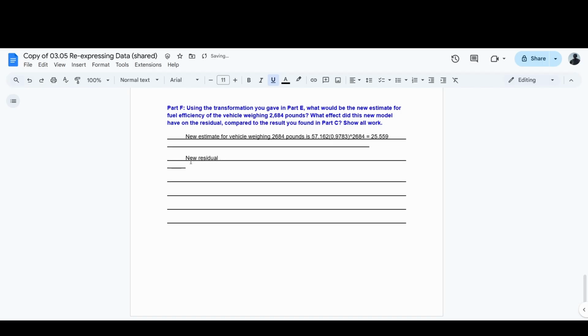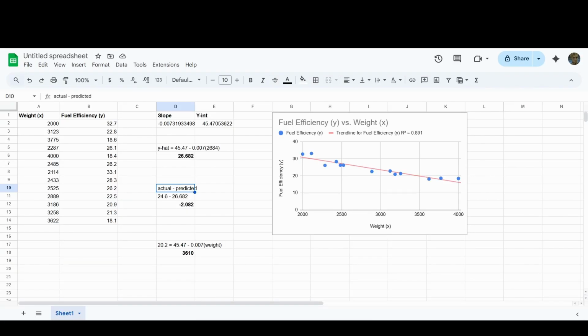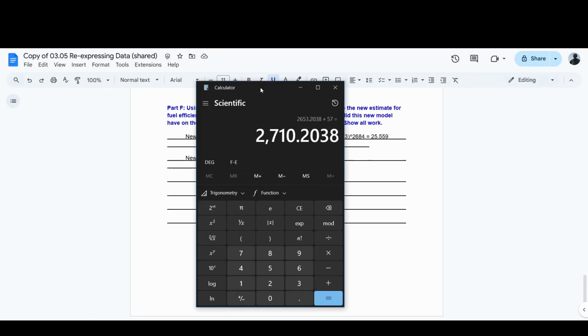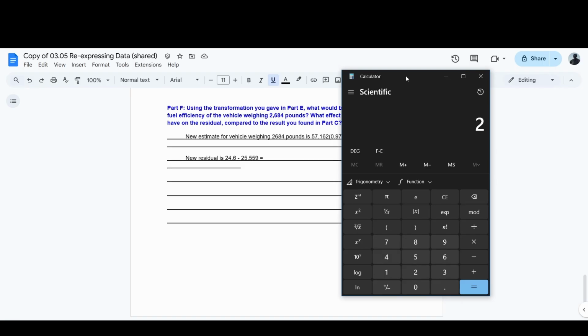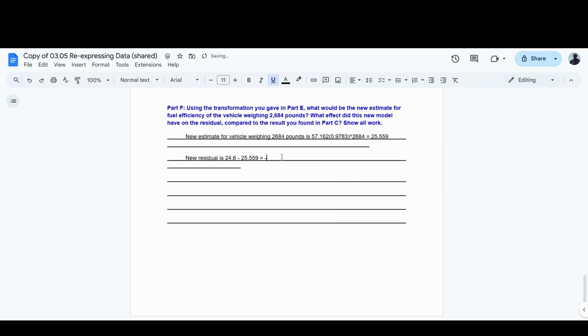So my new residual is going to be, let's see, it was 24.6, and then I'm going to subtract my new value, which was 25.559. So we'll subtract that. Again, I am just using this formula: it's actual minus predicted. And I could do that on my calculator. So for me, I'm doing 24.6 minus 25.559, and my number is negative 0.959. So again, you'll have something different here, but hopefully close to that number. The absolute value for this is just dropping that negative sign, so 0.959.